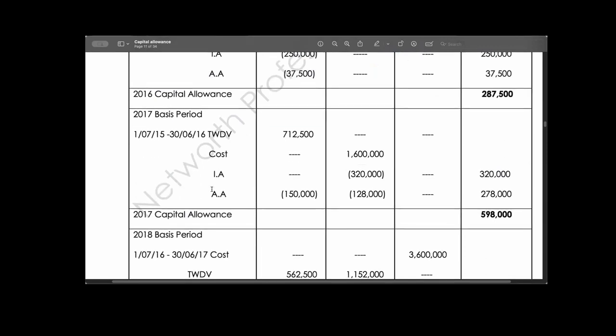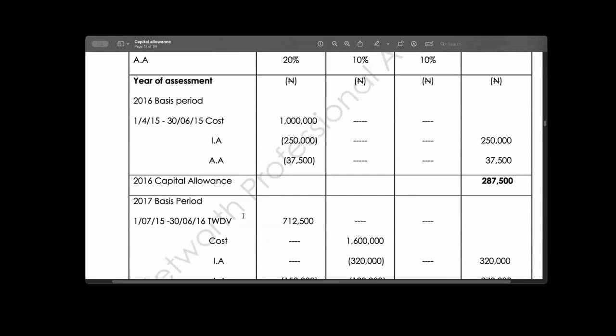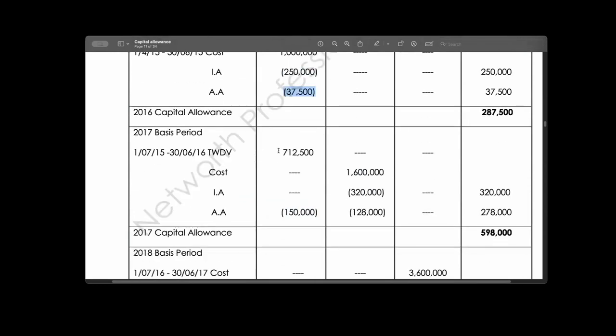The next one is our tax written down value. What is tax written down value? I hope you are writing. Tax written down value is the excess of the cost of the asset minus the initial allowance and annual allowance, as the case may be. So what we have done here is to get our tax written down value. That is 1 million minus 250 minus 375. You'll get your tax written down value.